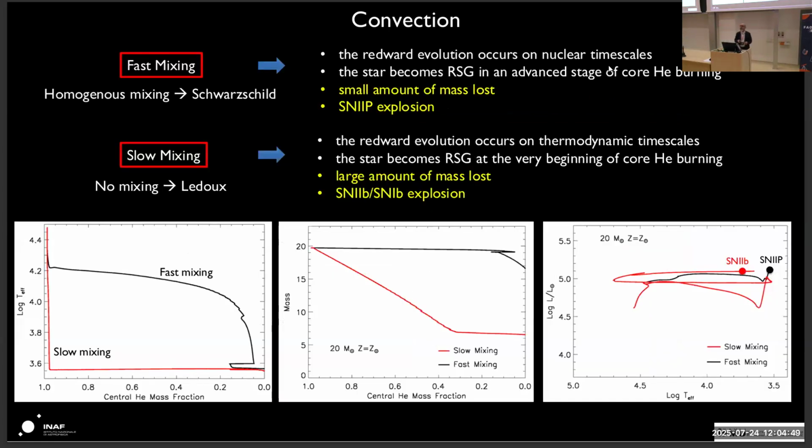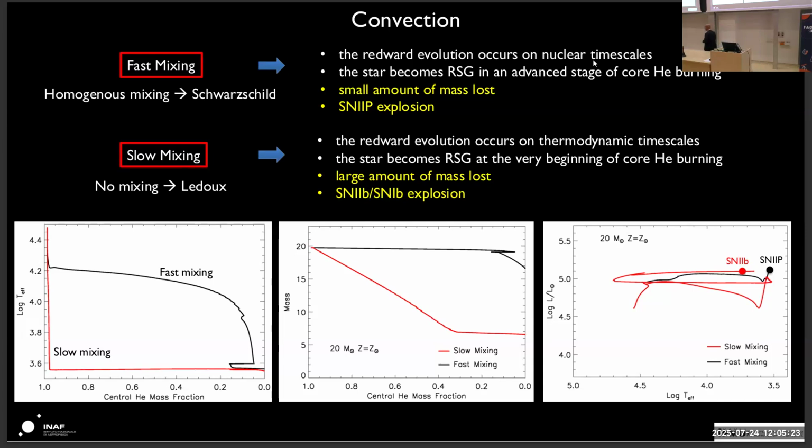A different approach can be used, using a fast velocity or a slow velocity, and this can produce a very different final result. You see, with the slow mixing, you have a strong reduction of the total mass, while with the fast mixing, you have a very slight reduction of the total mass. So at the end, we expect two different outcomes in this case.